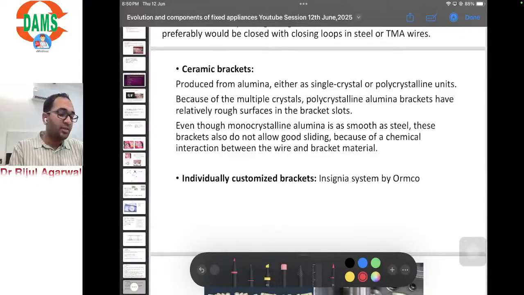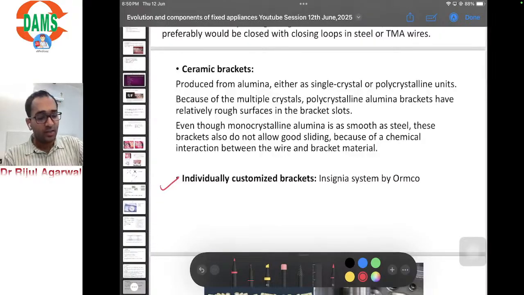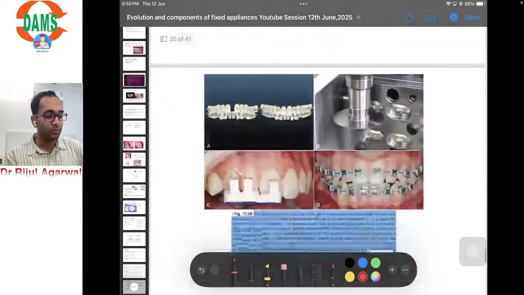And lastly, today we are in the generation of individually customized brackets. As I was telling, various authors and manufacturers incorporate their own tip and torque values, but these values cannot be generalized for each individual. Each individual is unique in their body make and shape. So we have individually customized brackets. They came with the name of the Insignia system given by Ormco. Remember, Incognito is lingual, Insignia is customized brackets. So don't get confused between these two names.